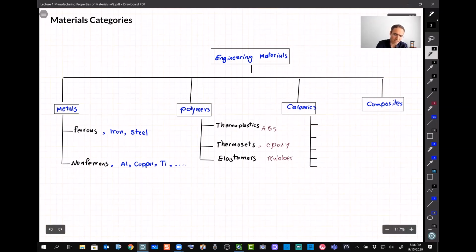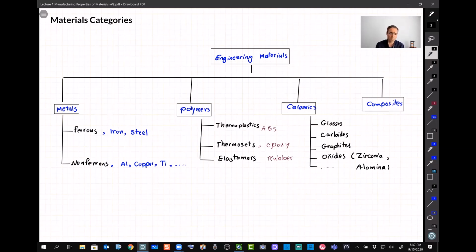So ceramics, we can break them down to glasses, carbides, graphites, and oxides, which by itself has two categories, zirconia and alumina. And a few others, which shortly we'll see as well.